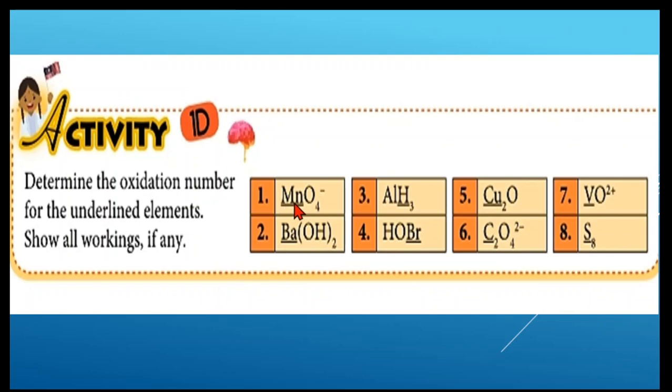You determine the oxidation number of the underlying element. Like number 1, this one is manganate ion. You find the oxidation number of this Mn only, manganese ion only. And this one is only for the Ba, barium only. And this one is only for the hydrogen. This one is for bromine. This one is for the copper. This one is for carbon. And this one is for sulfur. Vanadium. Try. Okay.